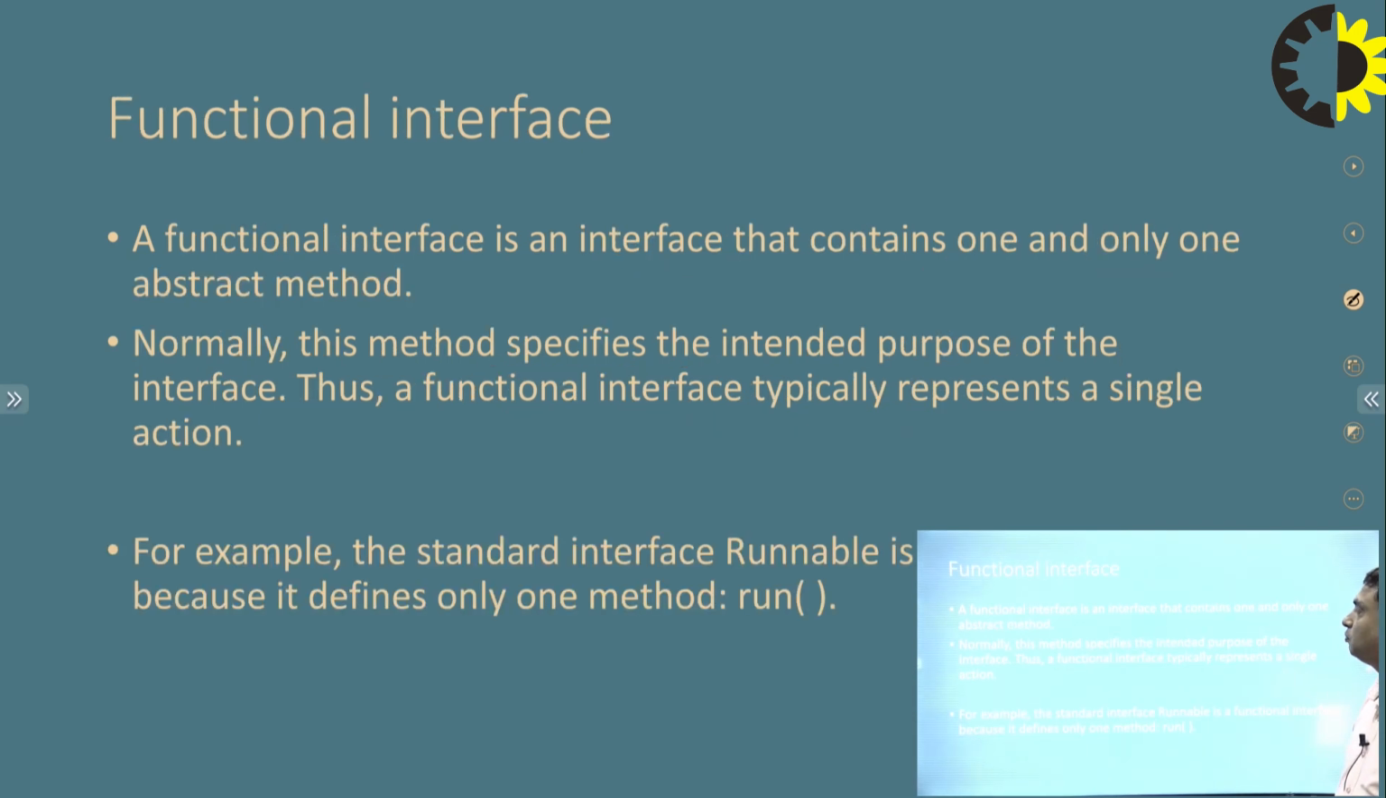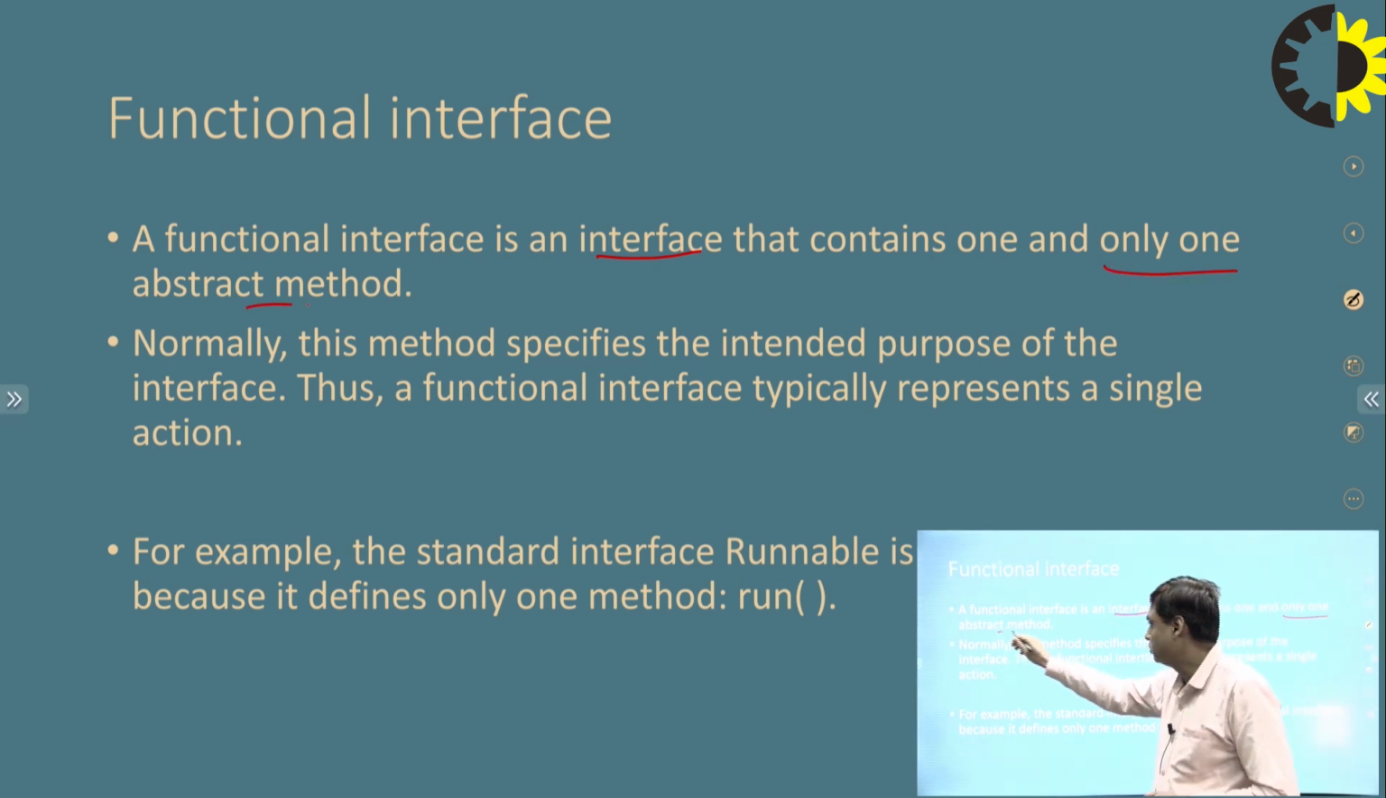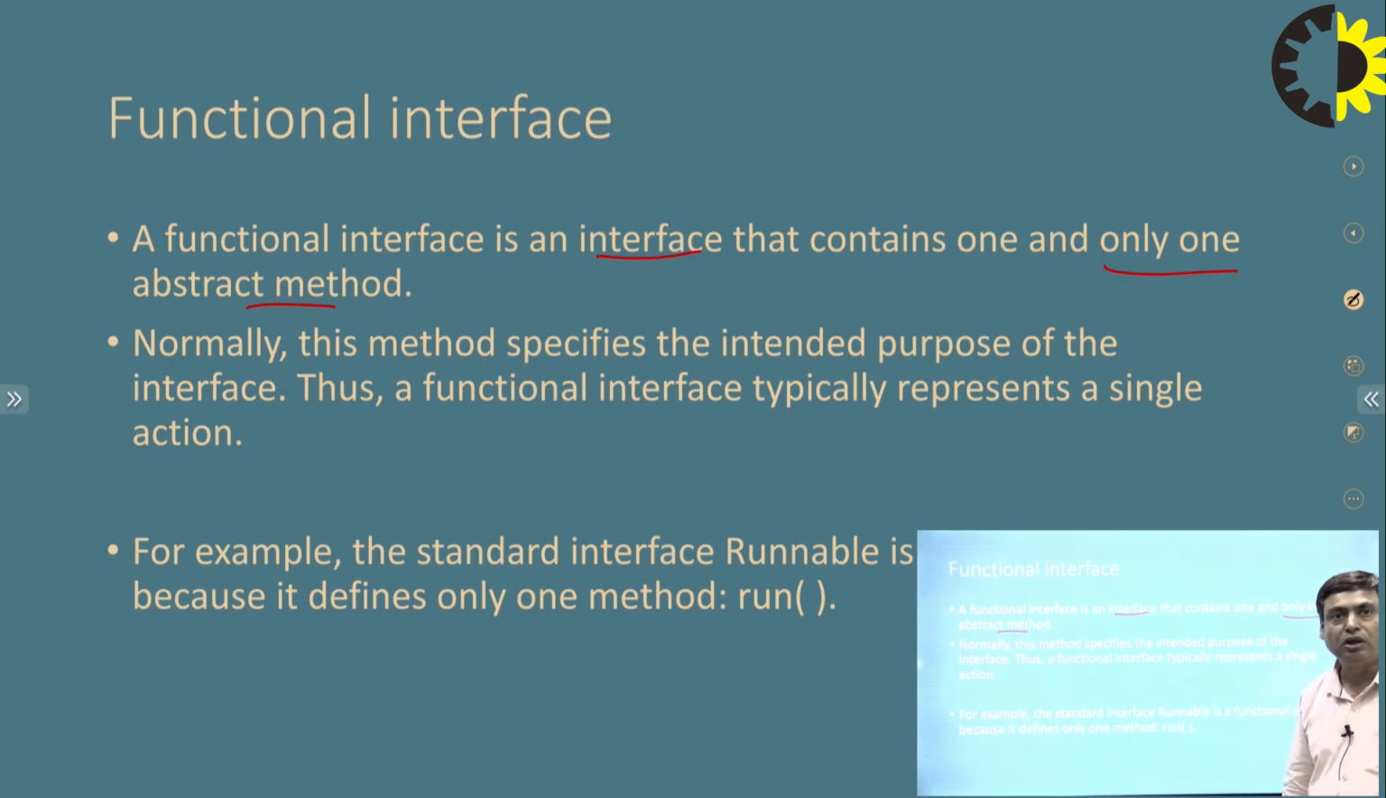Let's talk about the functional interface, which is important to execute the lambda expression. So functional interface, basically it is an interface. I assume you know the basics of the interface, so I'm not going to discuss in detail what is the interface. In this video, my focus will be only on the functional interface. It is an interface and it has only one abstract method. That is only one method.